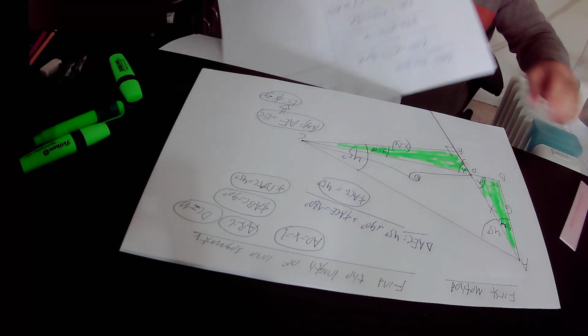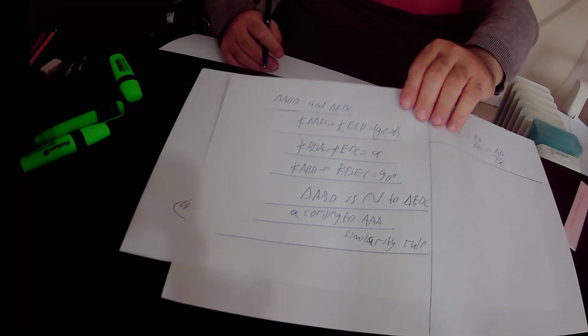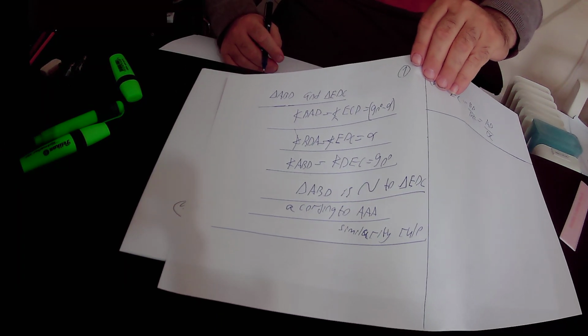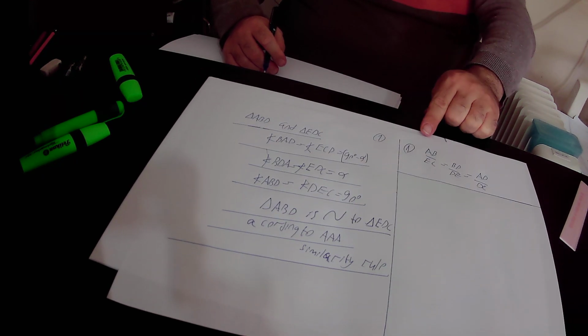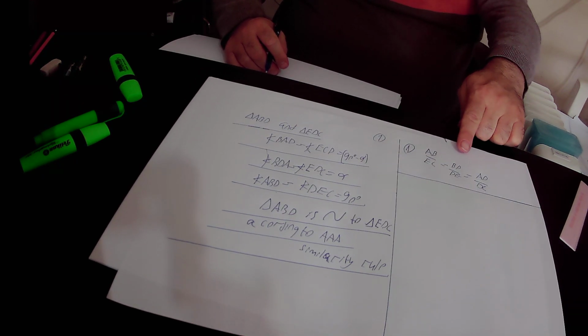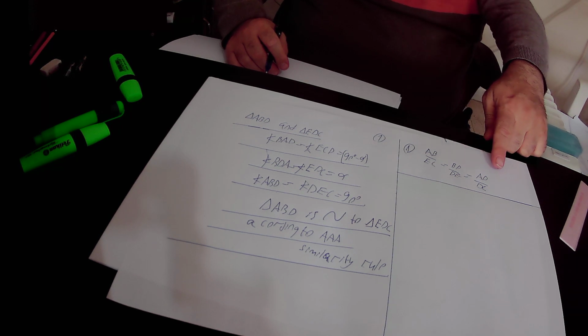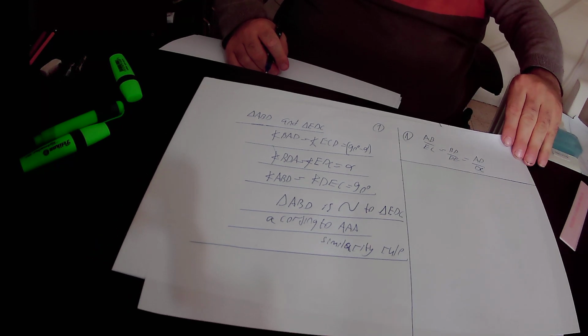I'll repeat again, from the fact that the right green triangle ABD is similar to the right green triangle DEC, we conclude that AB over EC equals BD over DE equals AD over DC.